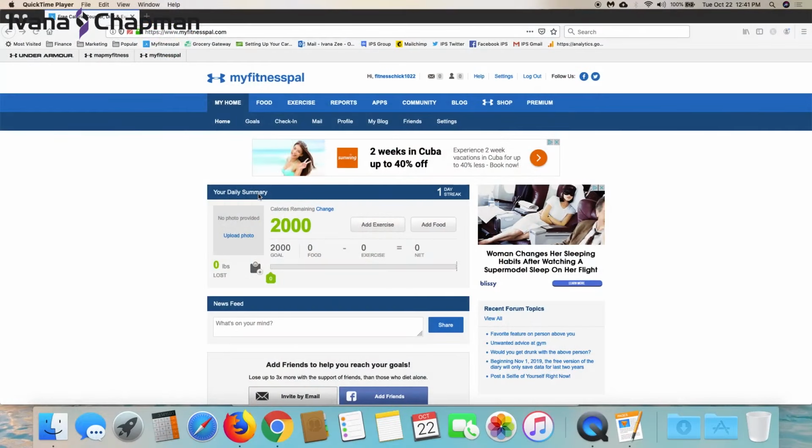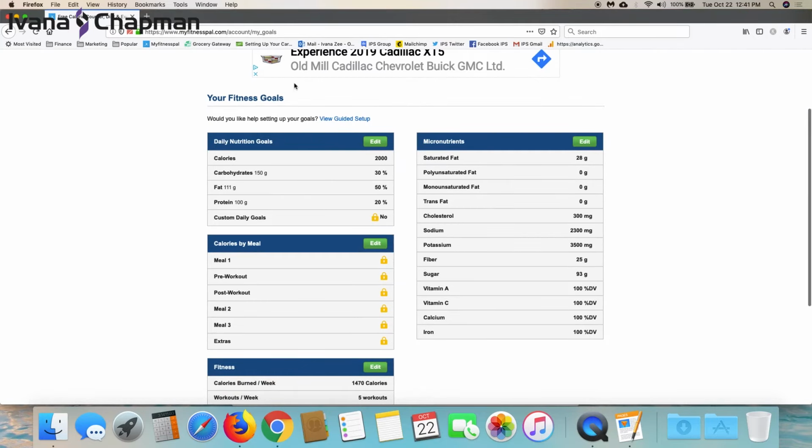I just logged in here to MyFitnessPal, and you can see the menu bar across the top. We're going to go into goals. And that's where you're going to see your fitness goals. Here's your nutrition goals. So you've got calories and macros set up there. The first thing that you want to do is set up the calories, like I mentioned earlier. And you want to use that calculator that I've included in the link below. So if you haven't already done that, please do that for yourself.